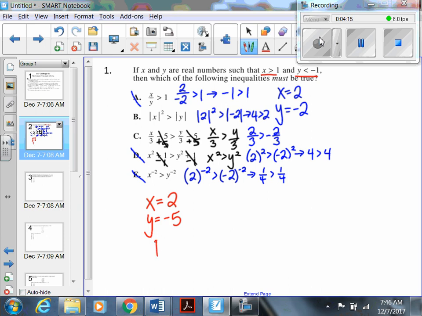So let's look at answer choice B again. So we have the absolute value of x, which would be the absolute value of 2 squared, and we're going to see if that's greater than the absolute value of y. So if I simplify this, this gives me 4 is greater than 5, which is not true. So now we can eliminate B, leaving C as our correct answer.